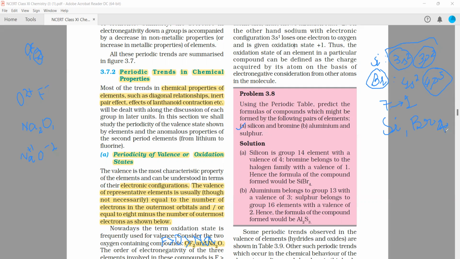Now in a similar way, when we talk about the two other elements, aluminum and sulfur, here also it is very easy because sulfur is more electronegative. Aluminum is a metal, so it is not electronegative. It is electropositive. Metals are electropositive elements, and sulfur is a non-metal, so it is electronegative. For aluminum, what is the electronic configuration? 3s2 3p1.